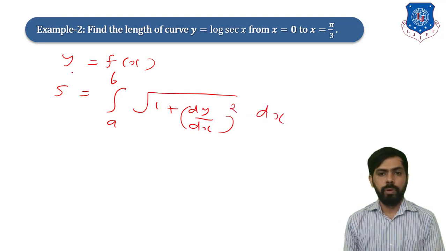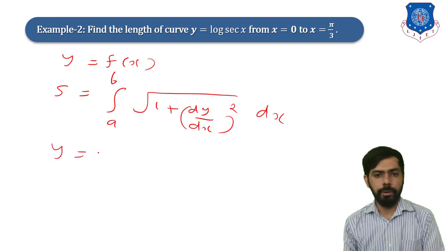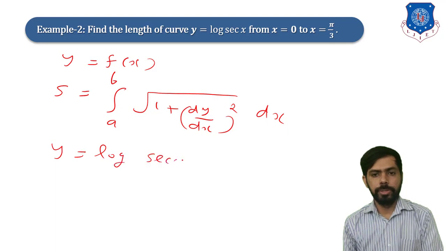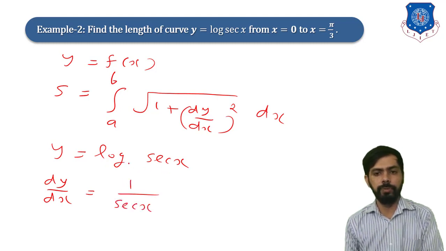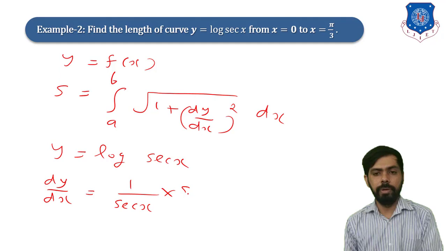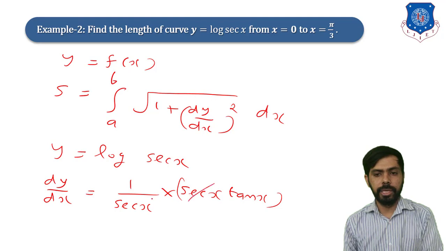So whenever the given curve is of type y equal to f of x, the arc length is given by the integration from a to b of the square root of 1 plus (dy by dx) whole square dx. Here y is equal to log sec x. First of all we will find dy by dx. The derivative of log sec x will be 1 divided by sec x, because we know that the derivative of log x is 1 divided by x, into the derivative of sec x, which is sec x tan x. Clear? So sec x cancels out, and this will be tan x. Therefore dy by dx is tan x.